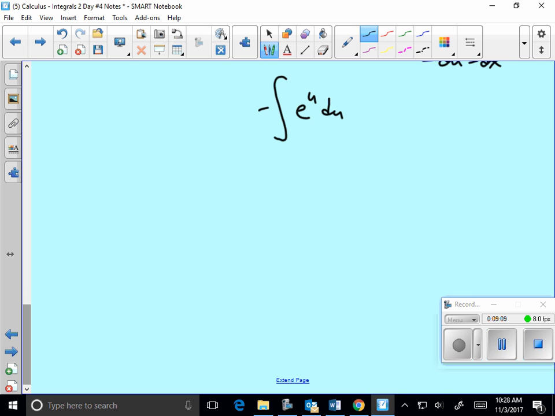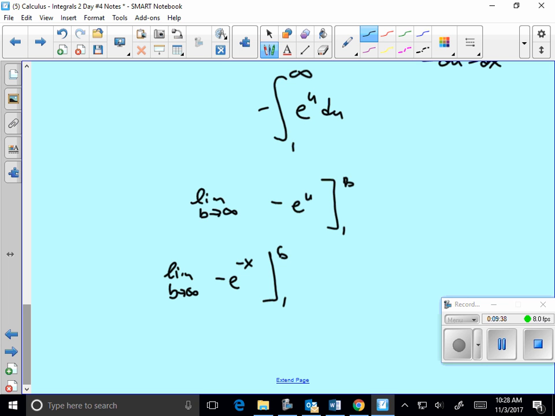So let's prove if this converges or diverges from 1 to infinity. So the integral of e to the u is e to the u from 1 to b, where I'm going to take the limit as b goes to infinity. So negative e to the, what is u? Negative x from 1 to b as b goes to infinity. That should be a little bit nicer.